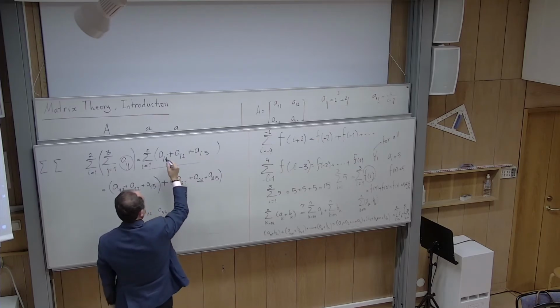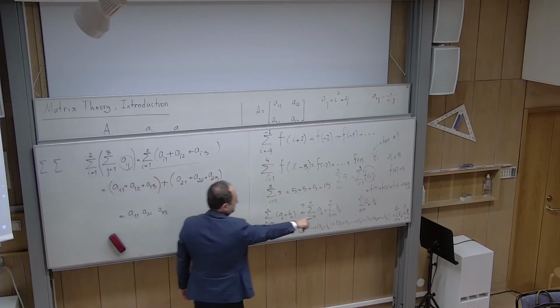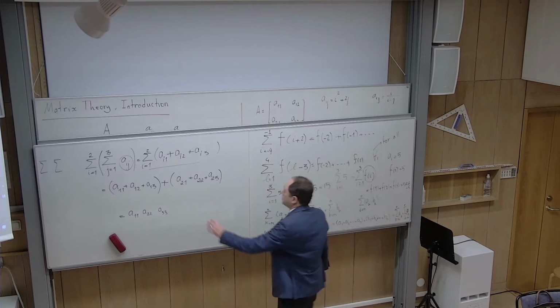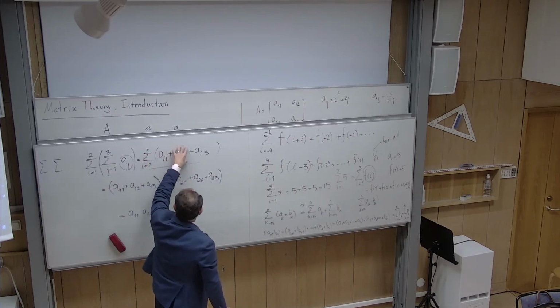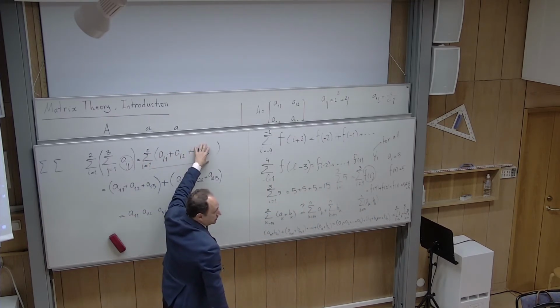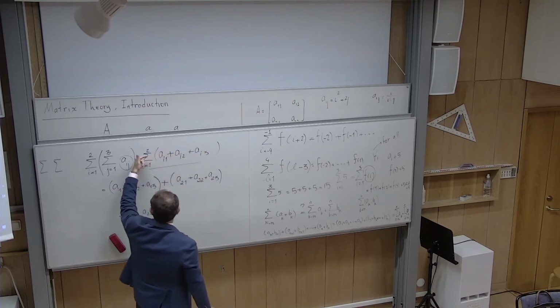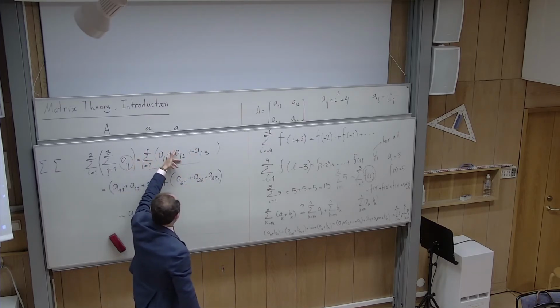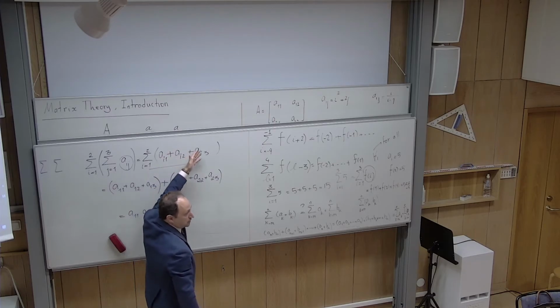in two different ways. One way is to use this rule to open this sigma here, plus the sigma here, plus the sigma here. But the first sigma includes two terms. The second sigma includes two terms. The sigma here includes two terms.